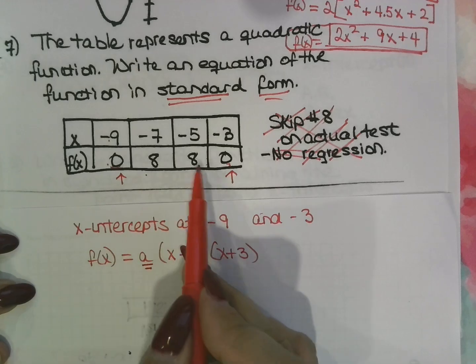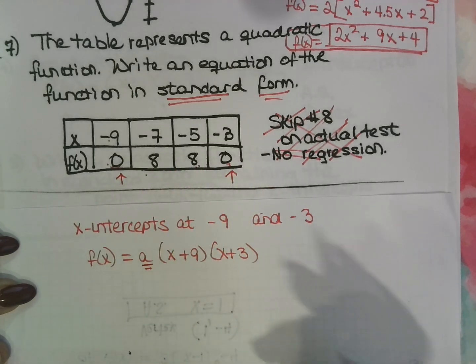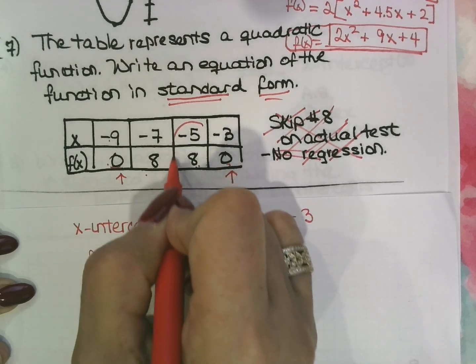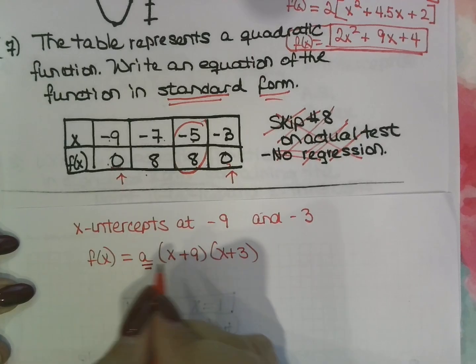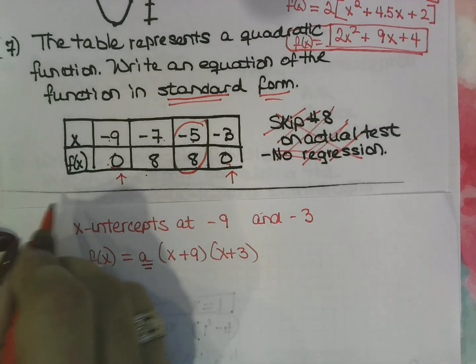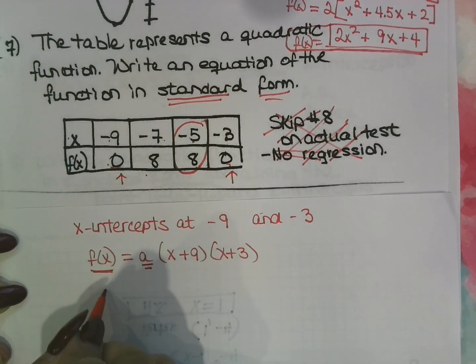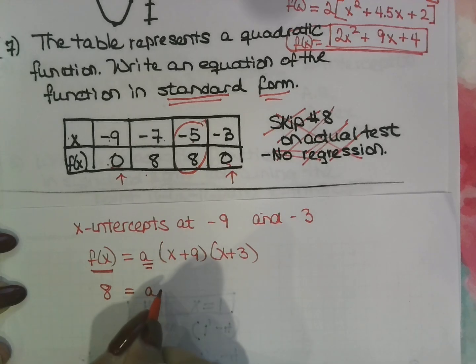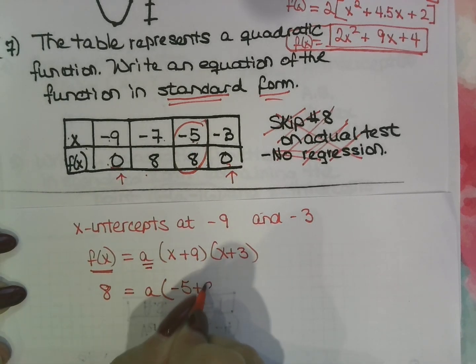You're going to have to pick a random point. It does not matter which one you want. Whichever one you pick, it's your choice. I'm going to pick this one just because I prefer to deal with a -5 than a -7. It just seems a little easier. So f of x is 8 and x is -5.